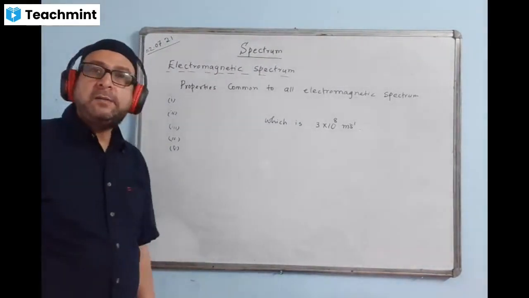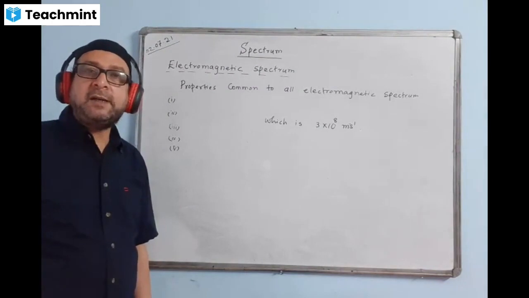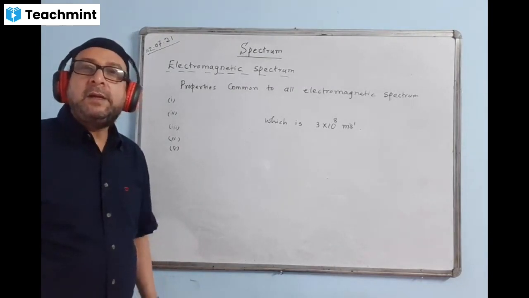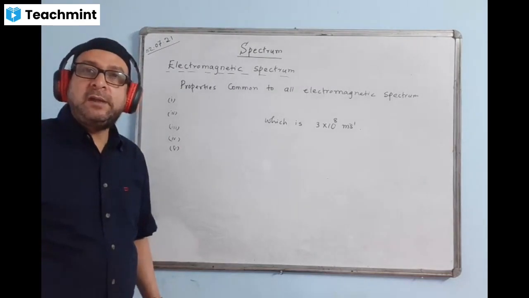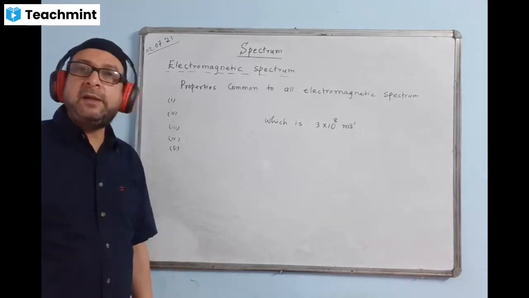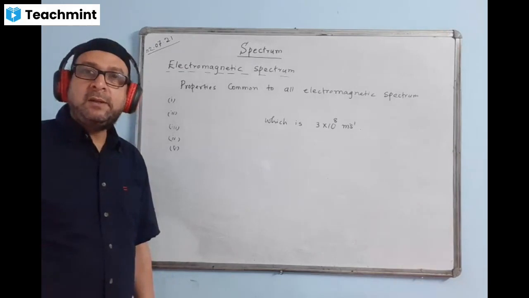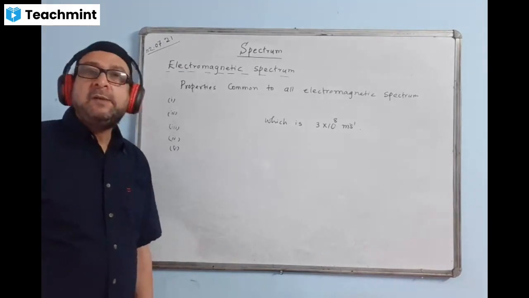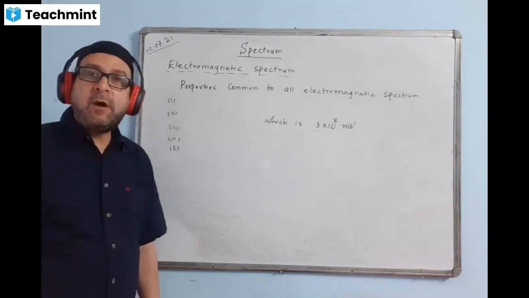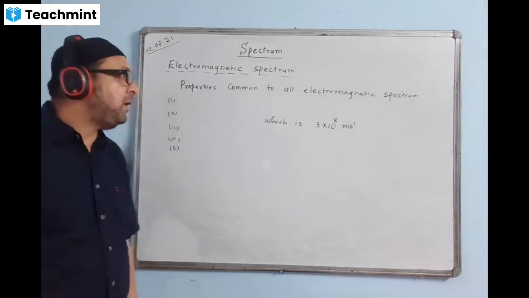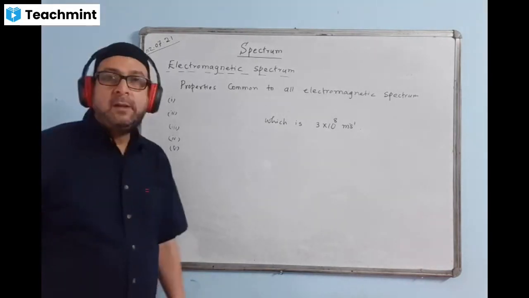They are transverse, T-R-A-N-S-V-E-R-S-E. They all are transverse waves. So these are the 5 properties common to all electromagnetic spectrums.